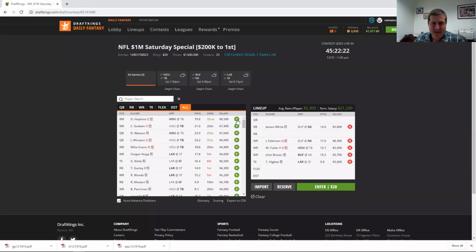right? The idea being, you get Edelman and John Brown, you get passing going, then James White is going to be that receiving running back that fits that kind of game script, that kind of pace. So if you go this route, now what you could probably do very safely is put in your quarterback, right? Because if you're going to have 2 pass catchers from one team, it's going to be very difficult, at least for me, to put a quarterback in from another team.